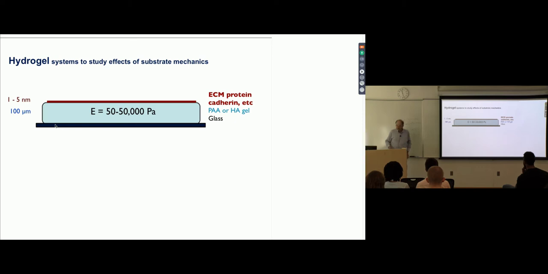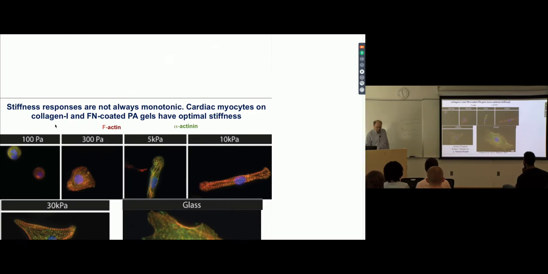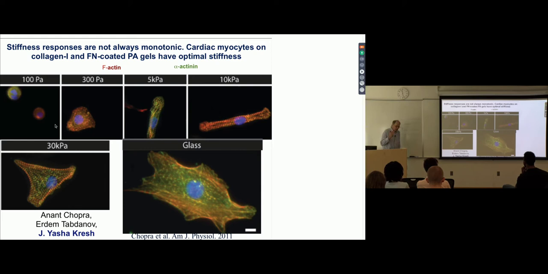And I can't resist showing you this. The stellate cell that I showed you is one spectacular example, but it's not always true that the cell changes monotonically. It's not true that cells just go from round to spread as you increase stiffness. There's often an optimal stiffness that a cell wants to see in some sense. One illustration of this comes from cardiac myocytes. These are myocytes taken out of a neonatal rat whose heart has a stiffness of about 5 to 10 kilopascal.